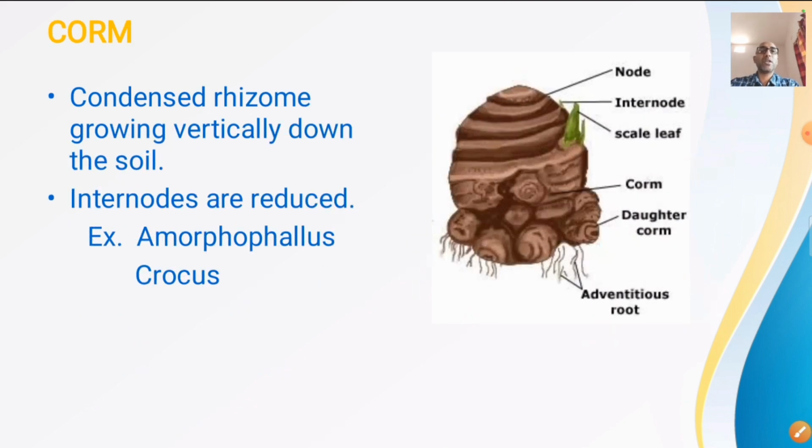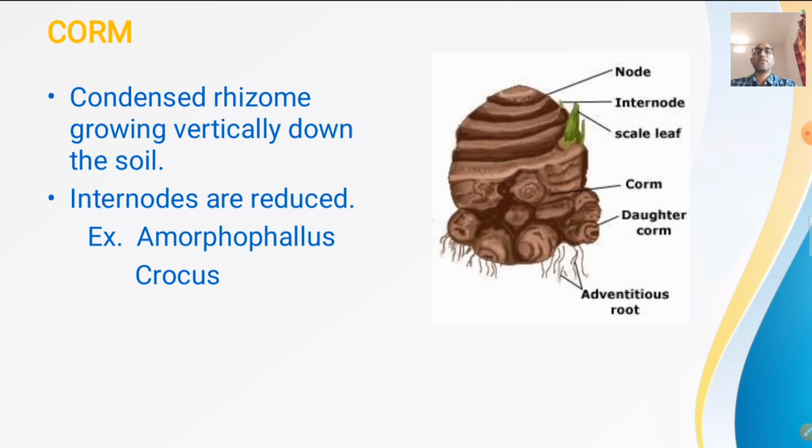It's the last underground modification that we are going to study. The corm examples are Amorphophallus and crocus. Here it is nothing but a condensed rhizome. The rhizome that we had studied before, when it gets condensed, is called a corm. And the most important thing is that it grows in a vertically downward direction.